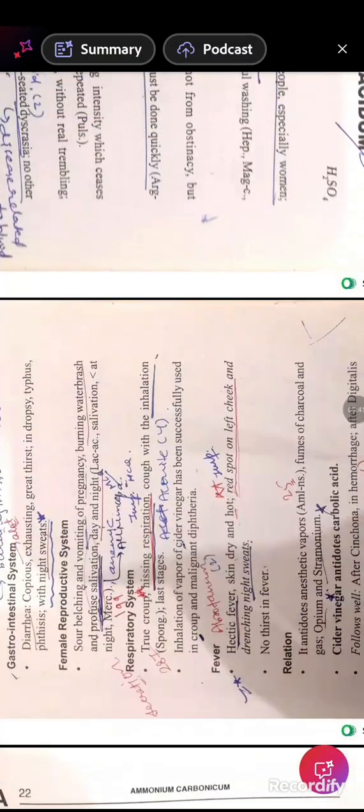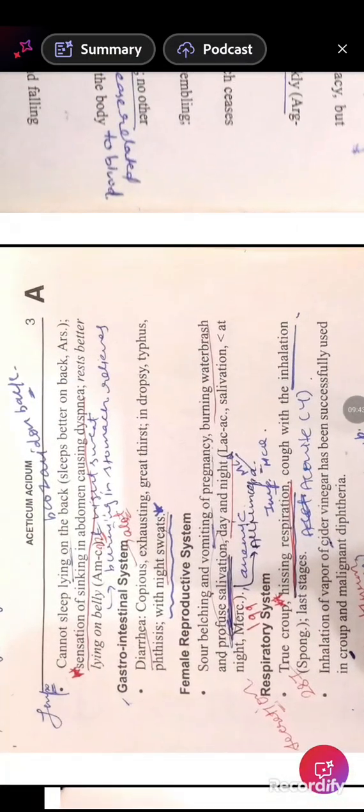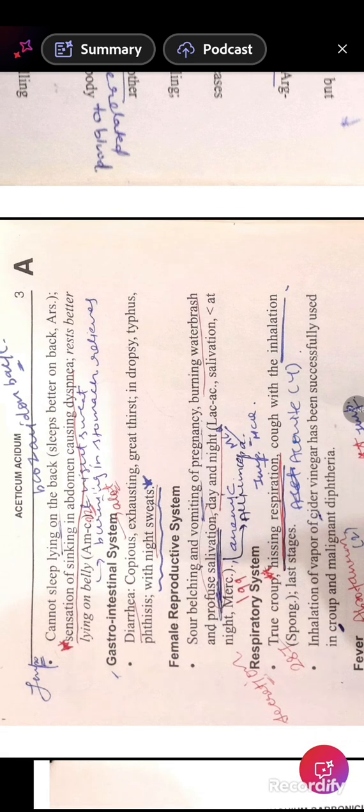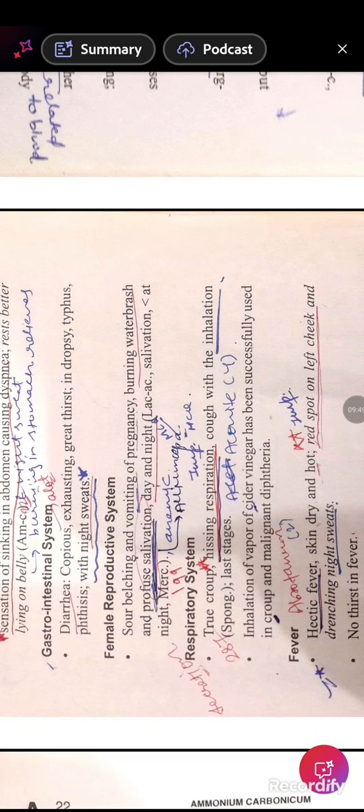Ammonium carb. Okay. Next acetic acid point, GI system. In GI system, diarrhea. I told you the formula for remembering acetic acid is 3D: diarrhea, dropsy, and diabetes. So the point is diarrhea. Diarrhea is copious. What is copious? It means a lot of diarrhea.